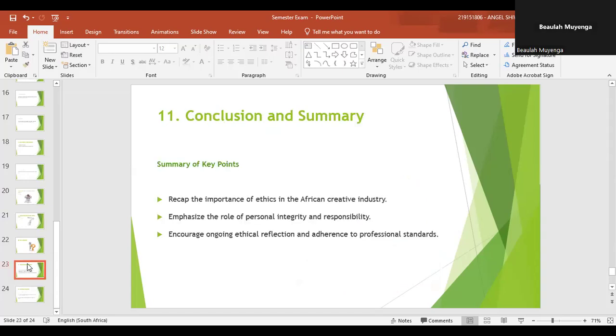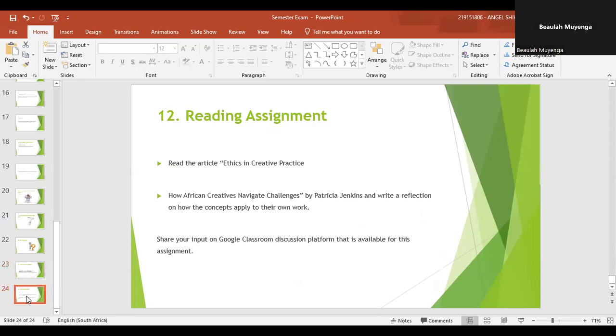Just a recap quickly, the importance of ethics in the African creative industry. We also emphasized the role of personal integrity and responsibility, like Johnny Clegg, who was really responsible in terms of his arts and sharing it with the country at large.